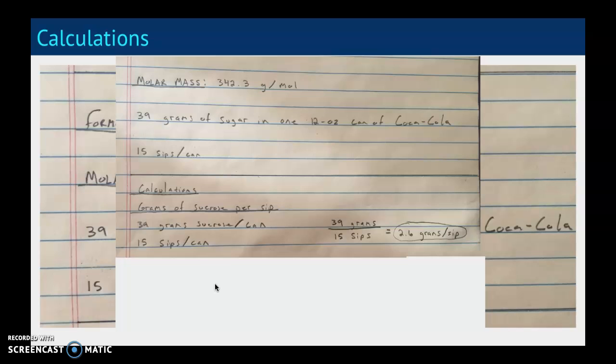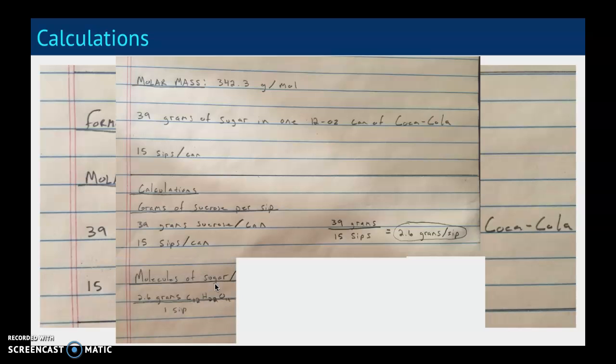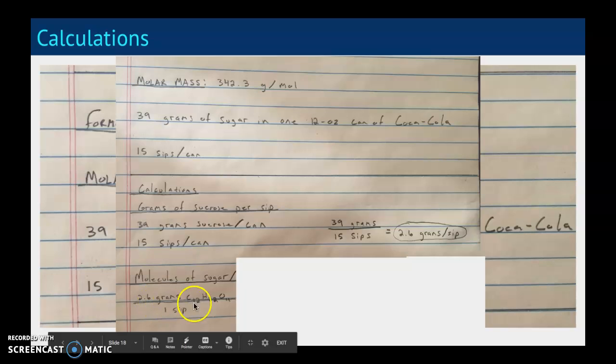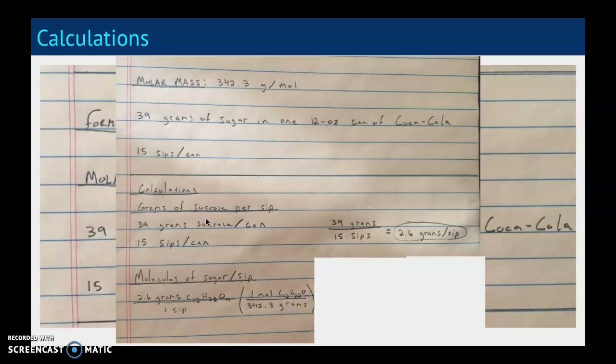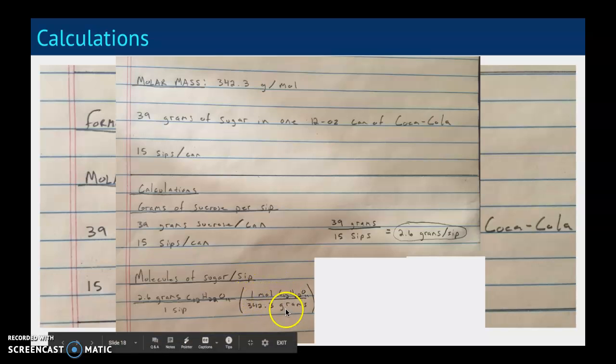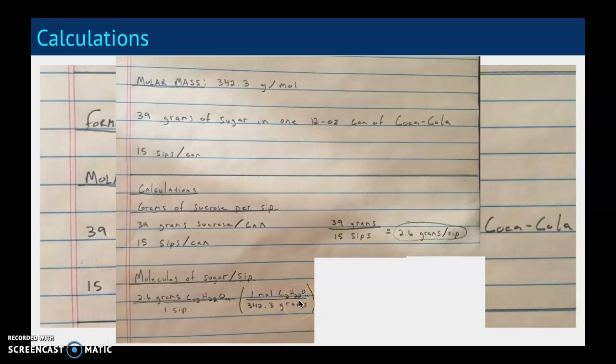Well, remember, what we're trying to do is figure out how many molecules there are per sip. Well, now we know we can go from grams to moles to molecules, and that's exactly what I'm doing down here. I've got 2.6 grams of my sucrose for every 1 sip. I want to then convert that into moles. So the way that I'm going to do that is I'm going to put 1 mole of sucrose over the molar mass of sucrose. Now the grams will cancel, and if I stopped my calculations here, I'd have my number of moles of table sugar.